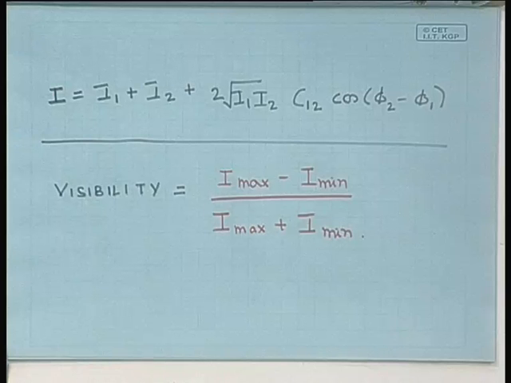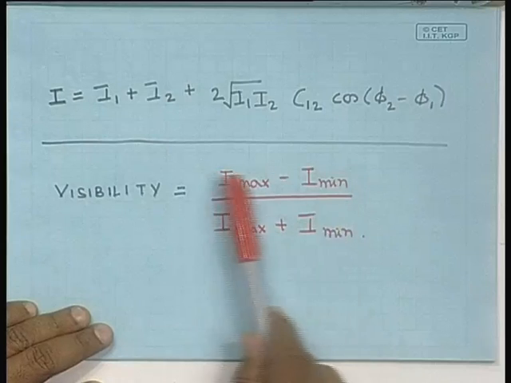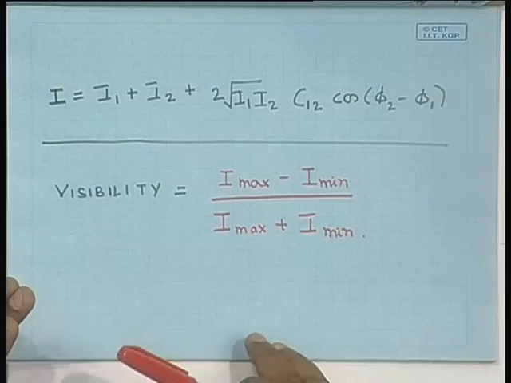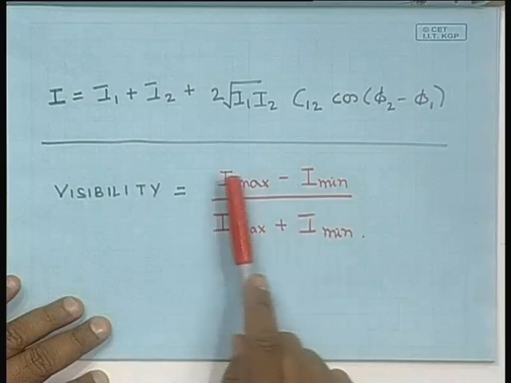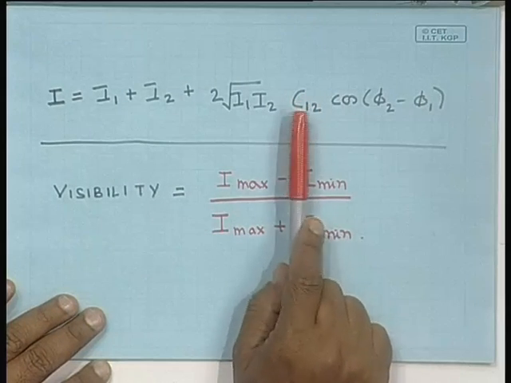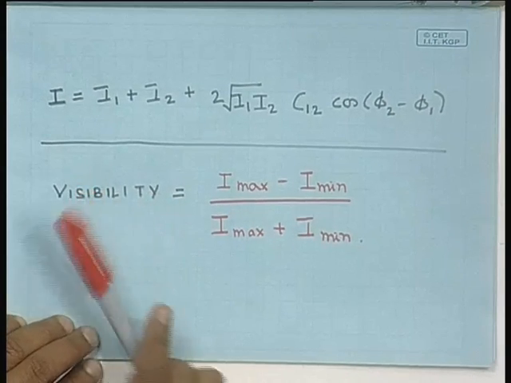So, what does the visibility tell us? The visibility tells us how much contrast we have in our fringes, how bright is the fringe pattern. If the whole field of view is more or less uniformly distributed, the difference between the maximum and the minimum intensity is going to be very small. So, the visibility is going to be small, whereas if the fringe pattern is very bright, then the difference between the maximum intensity and the minimum intensity is going to be very large, and the visibility is going to be a large number. Visibility is a dimensionless number, remember, and so is the degree of coherence. The visibility is a dimensionless number which can be directly measured from the fringe pattern.